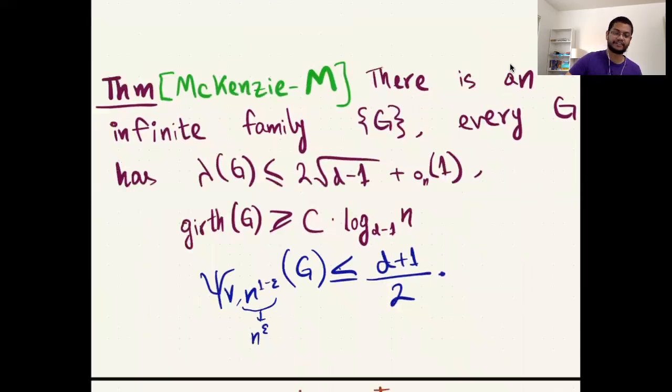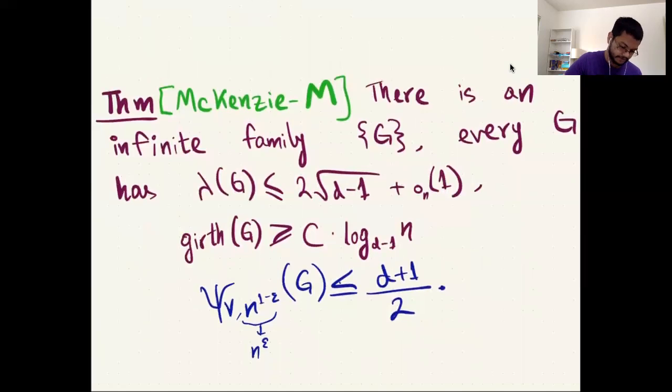And that actually leads us to the main contribution of this work. And it's the following. There's actually an infinite family of graphs. Now, each graph in this infinite family is near Ramanujan, namely, it has spectral expansion at most 2 square root d minus 1 plus little o of 1. Each graph in this family also has high girth, at least c times some logarithm in n. But for sets of size n to the 1 minus some constant epsilon, namely there exist some sets of sublinear size, the expansion is at most d plus 1 divided by 2.